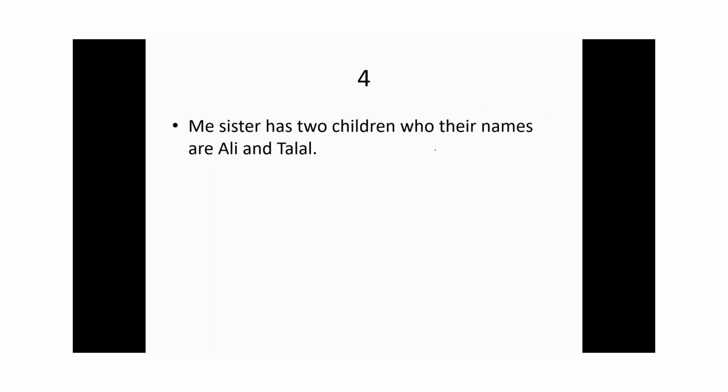The next one, my sister has 2 children who their names are Ali and Talal. Who their names are. This is a problem. What this should be is not who there, but whose. If I want to use possessive in an adjective clause, I use whose. There you go. W-H-O-S-E. So, my sister has 2 children whose names are Ali and Talal.